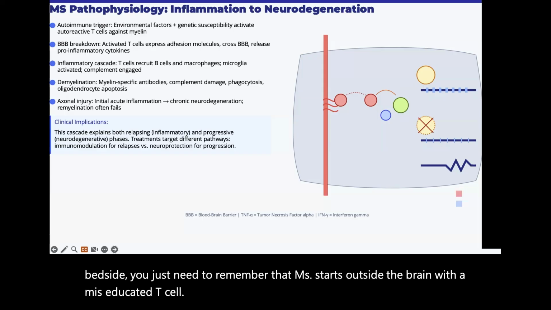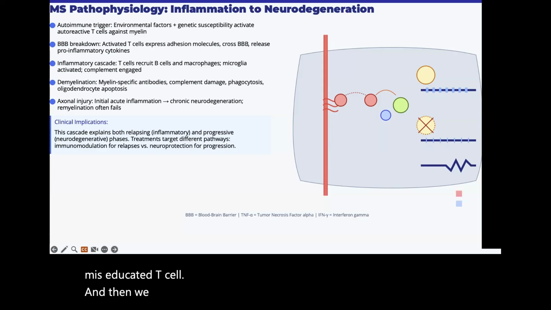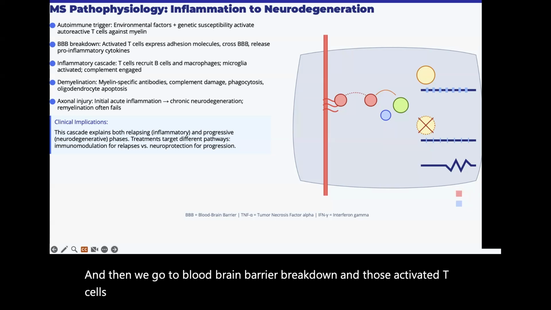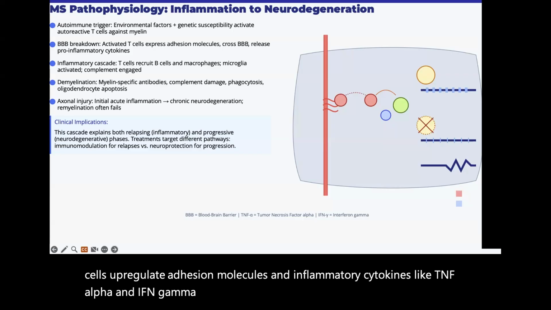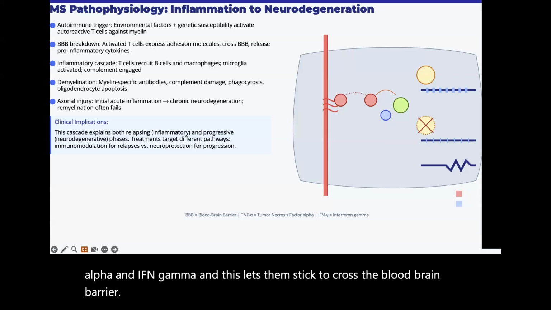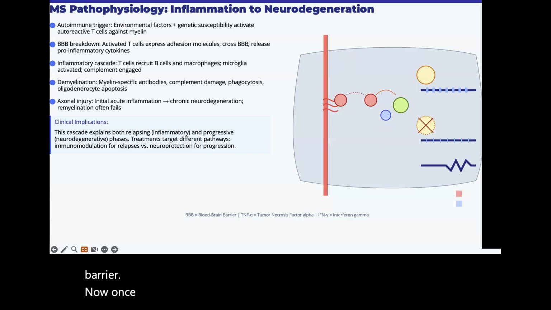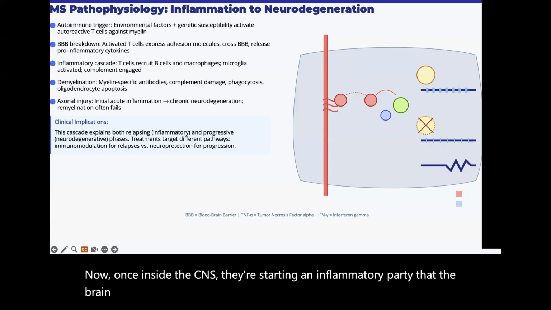And then we go to blood-brain barrier breakdown, and those activated T cells upregulate adhesion molecules and inflammatory cytokines like TNF alpha and IFN gamma. And this lets them stick to and cross the blood-brain barrier. Now, once inside the CNS, they're starting an inflammatory party that the brain never asked for, and you have now the inflammatory cascade.